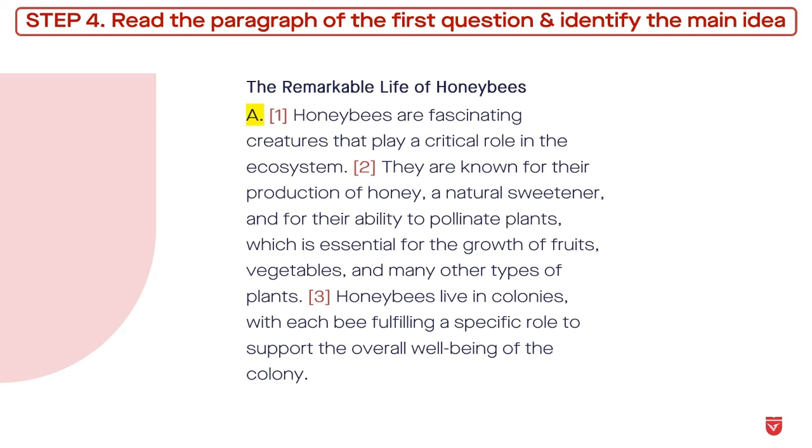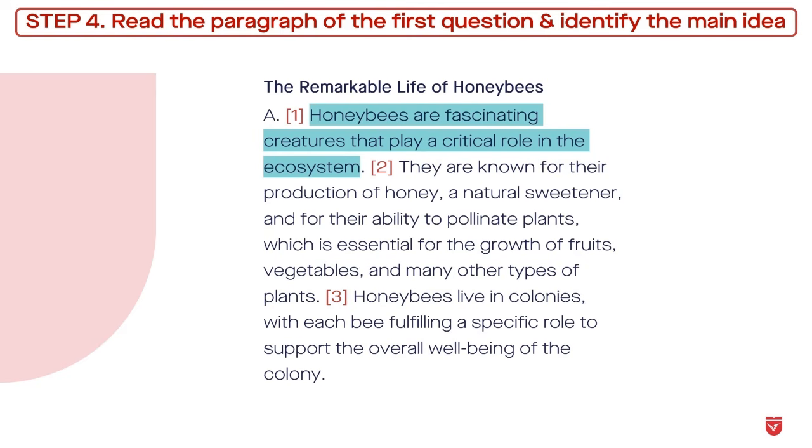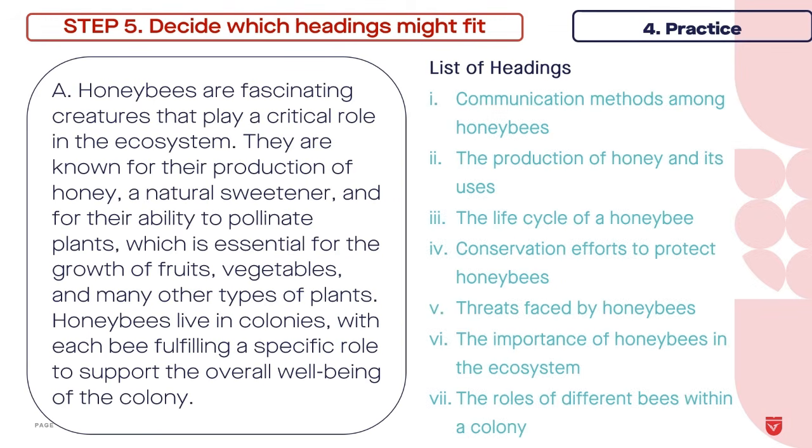That's absolutely correct. The first sentence is the topic sentence, or the main idea of the paragraph. The second one is examples about the role of honeybees, including producing honey, pollinating plants, and affecting the growth of plants. The third sentence is just additional information for the paragraph. Please give it a try. Choose all the headings that you think might be the main idea of paragraph A.